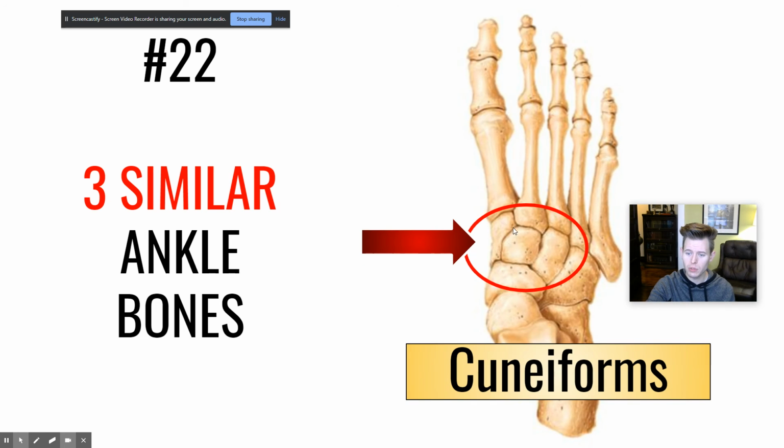Now, these three bones right here are three similar kind of shaped bones associated with the big toe, index toe, middle toe. They're called cuneiforms. So they are similar in shape to a certain degree. So I think cuneiforms is similar in form. Probably if I Googled it in Latin, it probably means something.